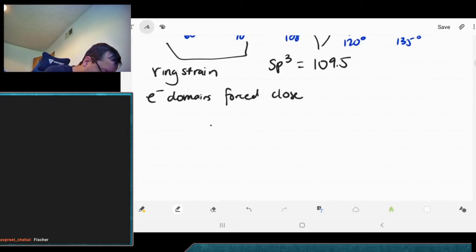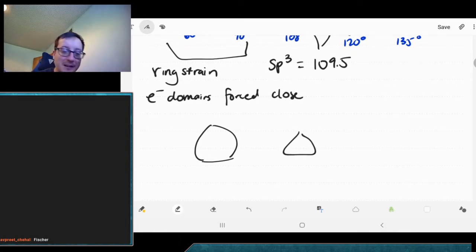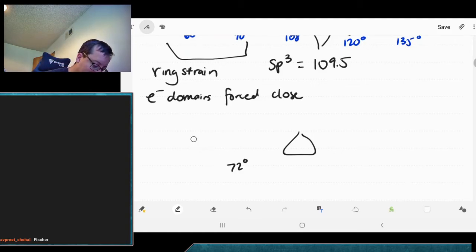It looks more like this, rather than an actual triangle. So in reality, you end up with about 72 degrees, but still that's not great. You want 109.5. So we'll get rid of that. You don't really need to see that.